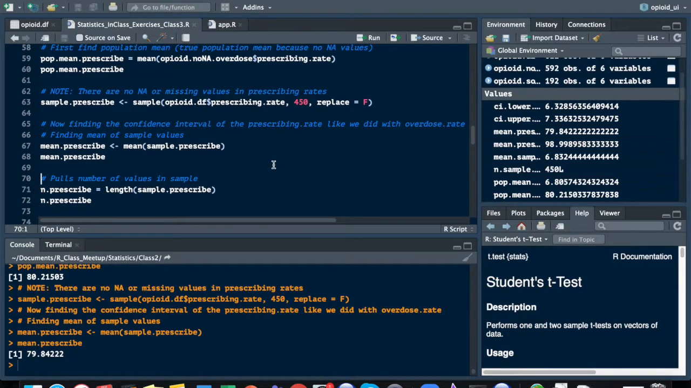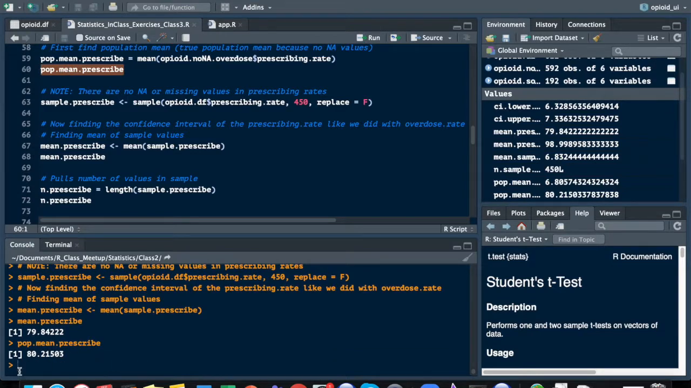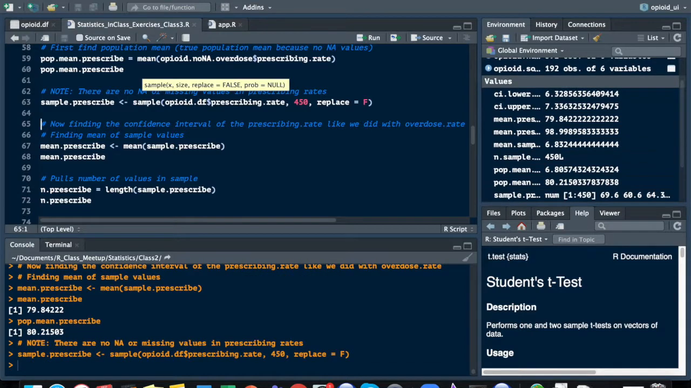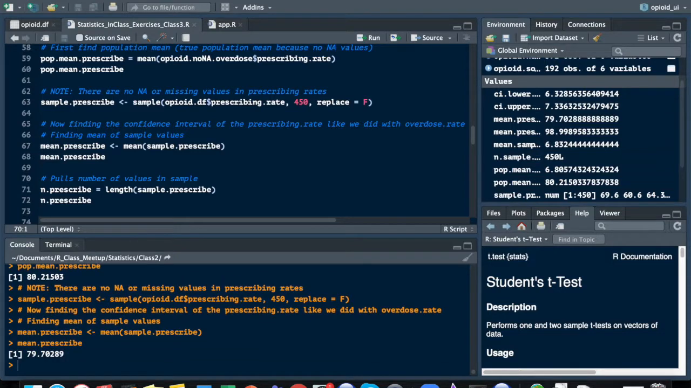And this will actually be the population, because we have all the counties. So this is a great example of what it actually looks like. It's not an estimation. We know the prescribing rate, we find the mean of all the counties. That's actually the number that it would correspond to. So if we find that population mean, it's 80. So 80 pills per 100 people. That population mean. So we're going to sample, then we're going to find the mean of our 450 item sample. That is 79. So it looks pretty close to our population mean.